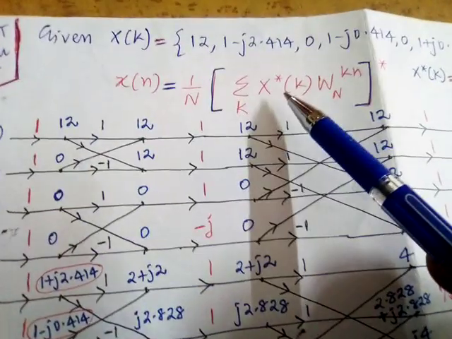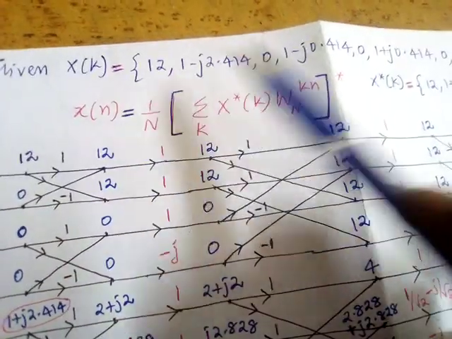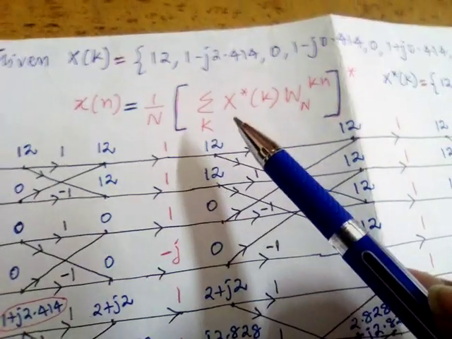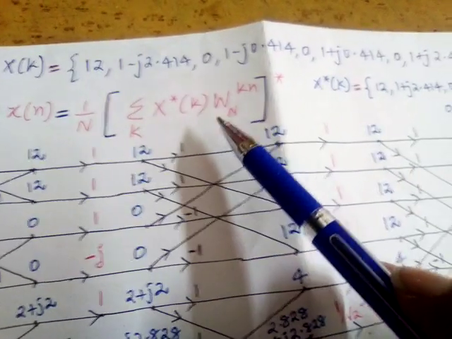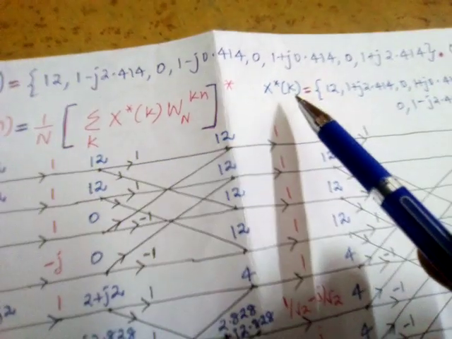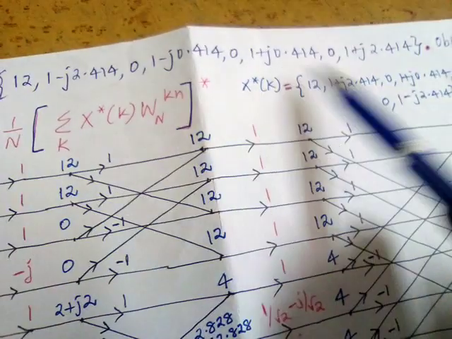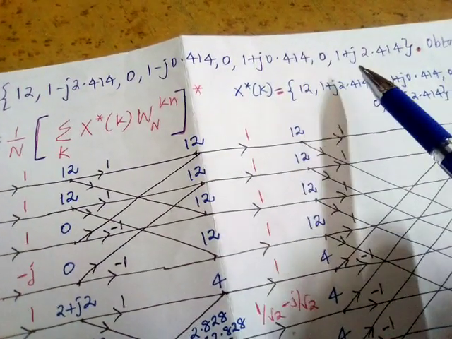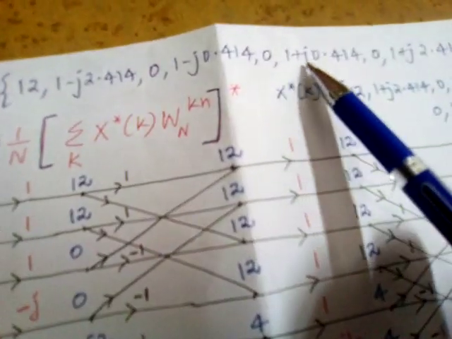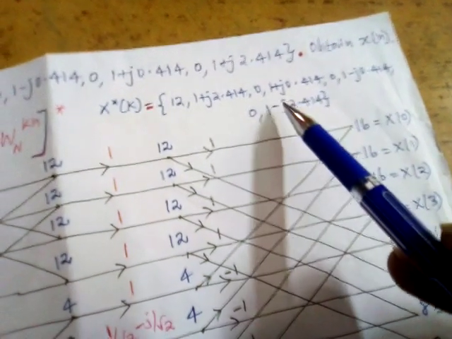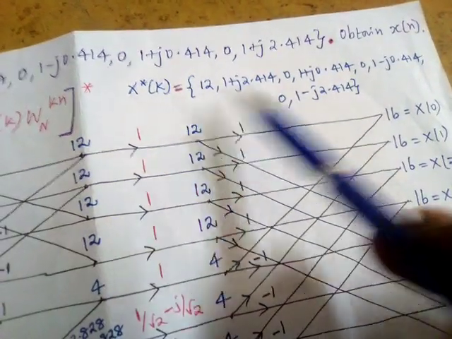The 4 steps. The first step is, given X of k, we have to find X star of k. X star of k means conjugate. So this is the first step, X star of k. Wherever there is a minus, we have to put plus, and wherever there is a plus, we have to put minus. So if here it is plus plus, we have to put minus minus. Clear? So this is X star of k.